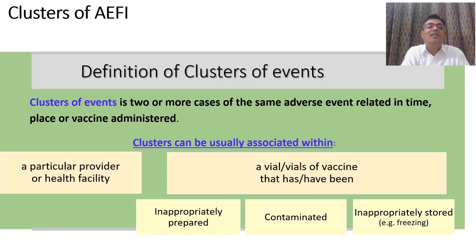Now we learned about the cause-specific classification of the AEFIs. Now we are moving ahead with the clusters of the AEFI. So clusters of AEFI events means two or more cases of the same adverse event related in time, place, or vaccine administered. Clusters can usually be associated with a particular provider or health facility or a vial of vaccine that has been either inappropriately prepared, contaminated, or inappropriately used.